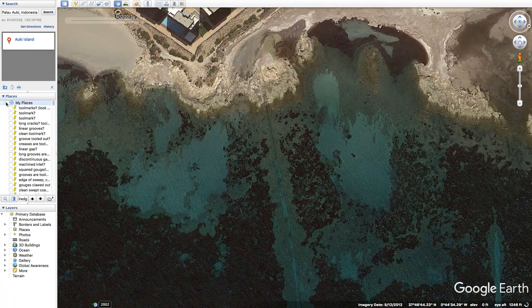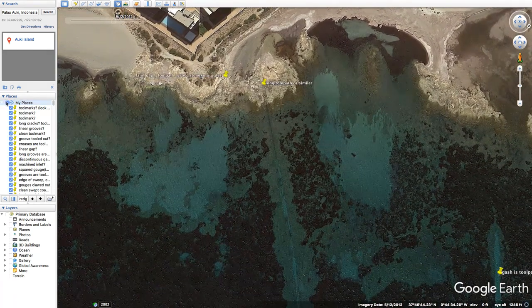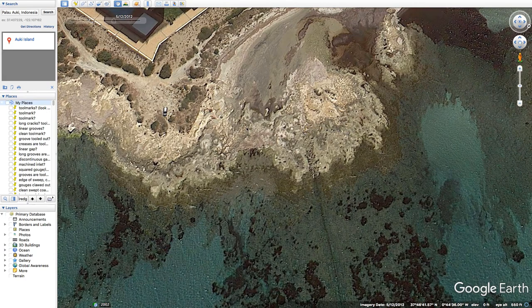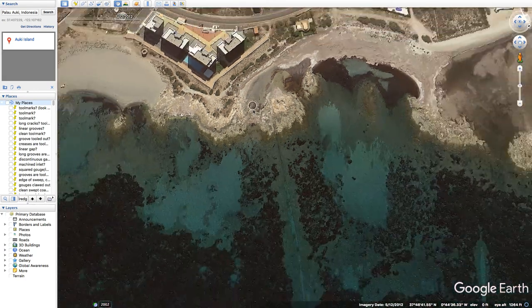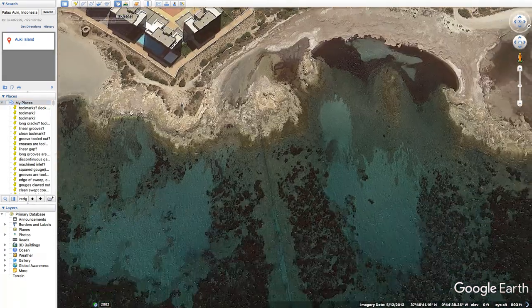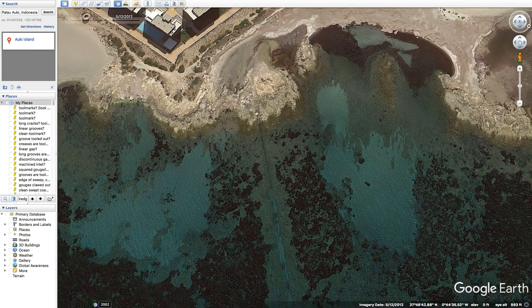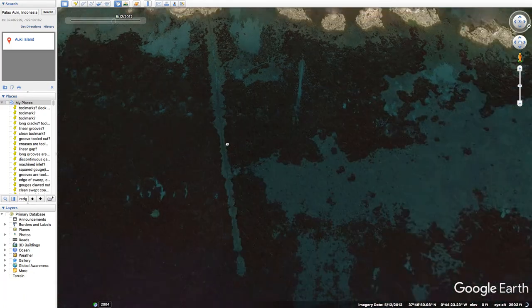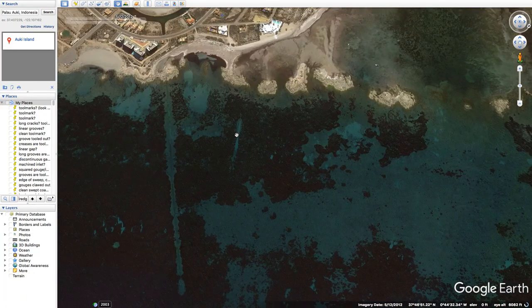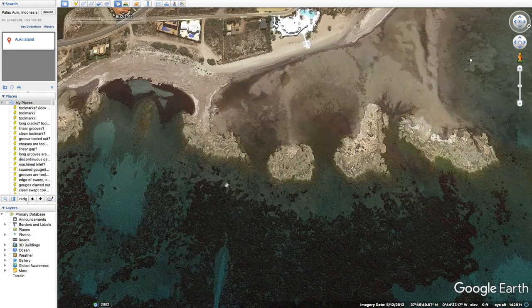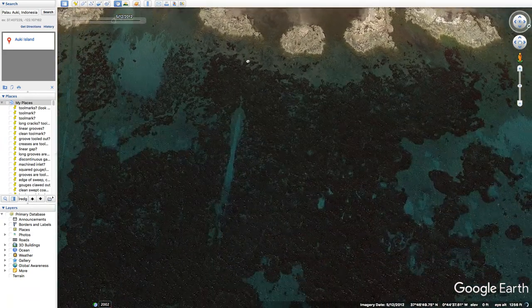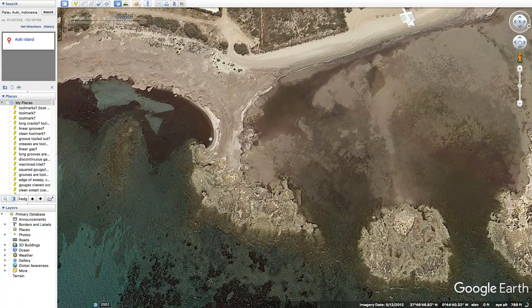Let's see what we got going on. Not quite sure what I mean here. Here, yeah, definitely something like going like this. Doesn't look natural. So either modern access channel or something like that, you know? Modern pipe, maybe. Hard to say.